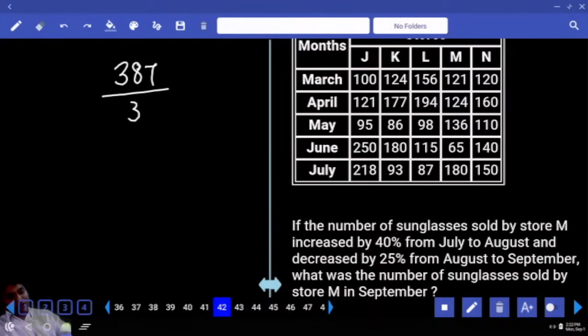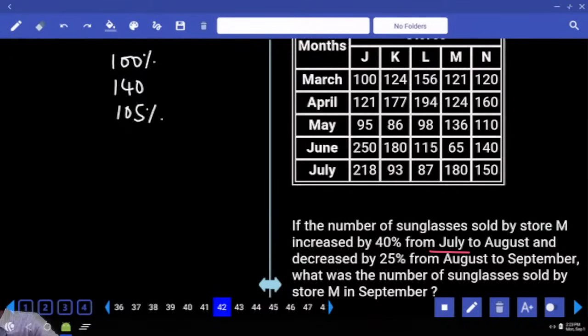If the number of sunglasses sold by store M increased by 40% from July to August and decreased by 25% from August to September, what was the number of sunglasses sold by store M in September? July, let me treat it as 100%. I know the exact number, but for calculation purposes, let me start with 100. First increased by 40% becomes 140, then decreased by 25%.